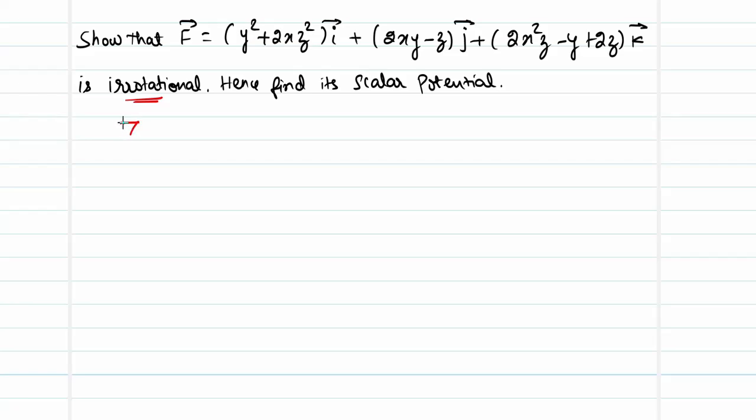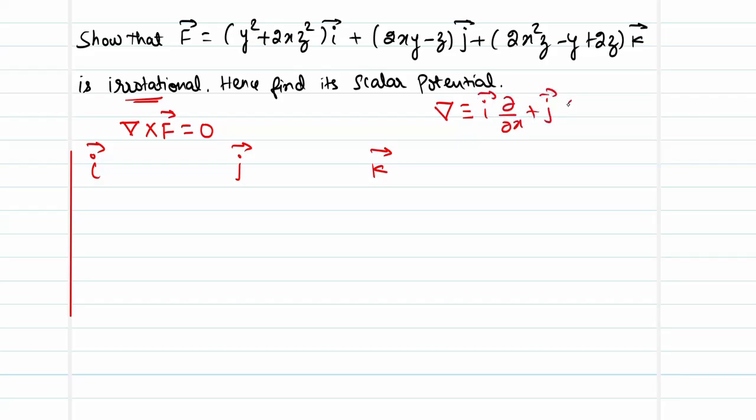So what is going to be the condition for us? Del cross F vector must be equal to 0. If I am able to show that, then I can show that F vector is irrotational. Now let us estimate the cross product of it. So I have it to be equal to an i component, a j component and a k component. Next, what is going to be my del? Del is the operator i ∂/∂x, j ∂/∂y and k ∂/∂z.